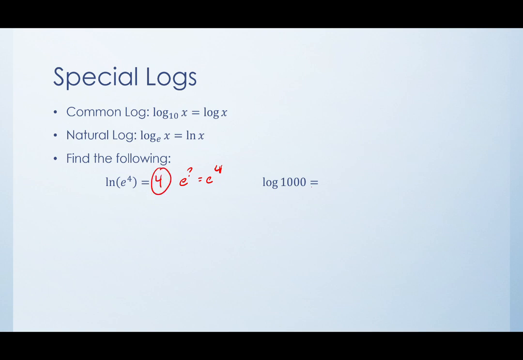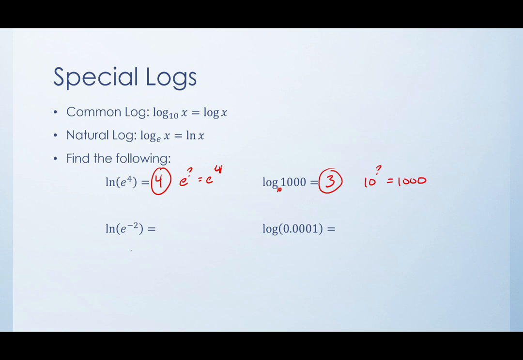And what about log of 1,000? So of course this is base 10. We don't write it. So 10 to the what equals 1,000. And if we think about it for just a little bit, we remember, 10 squared is 100 times another 10 is 1,000. So that's going to be 10 to the 3.